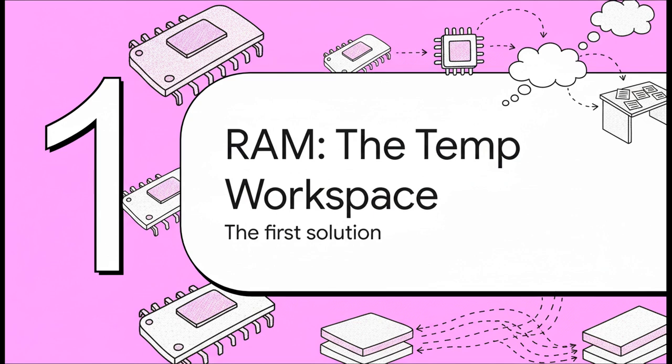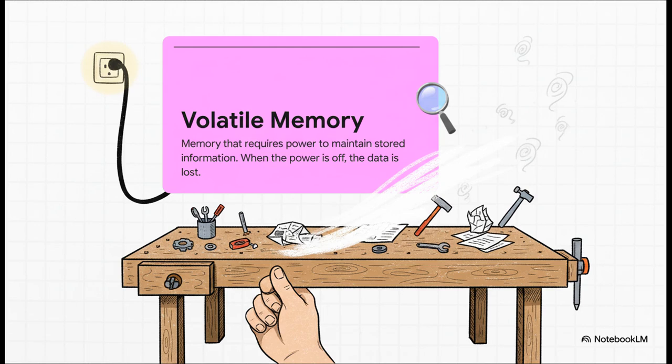Okay, so to solve this, engineers came up with a really clever middle ground, and the first layer of that solution is something you've definitely heard of, random access memory, or just RAM. The best way to think about it is as the CPU's temporary workspace. Now, RAM is what we call volatile memory. And that workbench analogy is perfect. As long as the power is on, you can lay out all the tools and plans you need right there. But the second you turn the power off, poof, it's gone. The bench is wiped completely clean. It doesn't hold on to anything permanently.